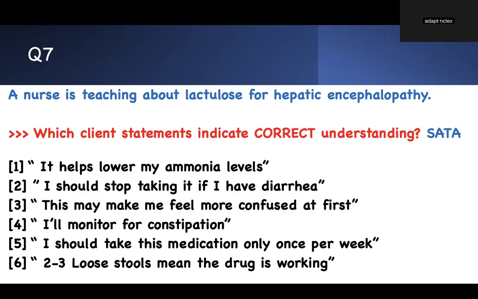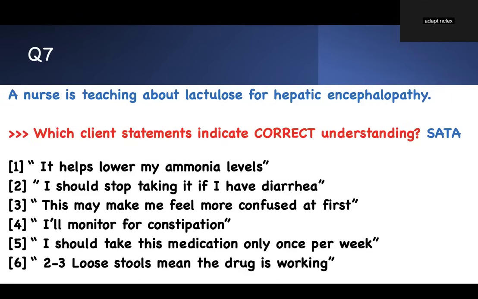What do you think? Hepatic encephalopathy means you're confused from what? Buildup of ammonia. Lactulose will help you get rid of the ammonia by having diarrhea. Therefore, 2 to 3 loose stools is how you titrate it to make sure you're clearing your ammonia. Anything greater than 2 to 3 loose stools is a problem. The idea is 2 to 3 loose stools.